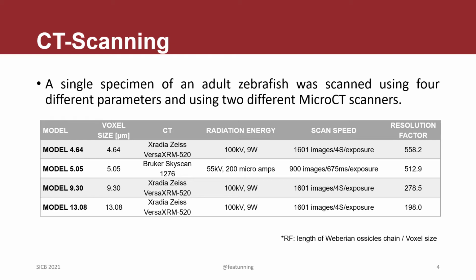scans. We also computed the resolution factor as the length of the Weberian ossicles chain, which is in this case 2.59 millimeters, divided by voxel size. This parameter can be useful for further comparison and describes the number of slices needed to cover the body of the Weberian apparatus according to the resolution of the CT scan.